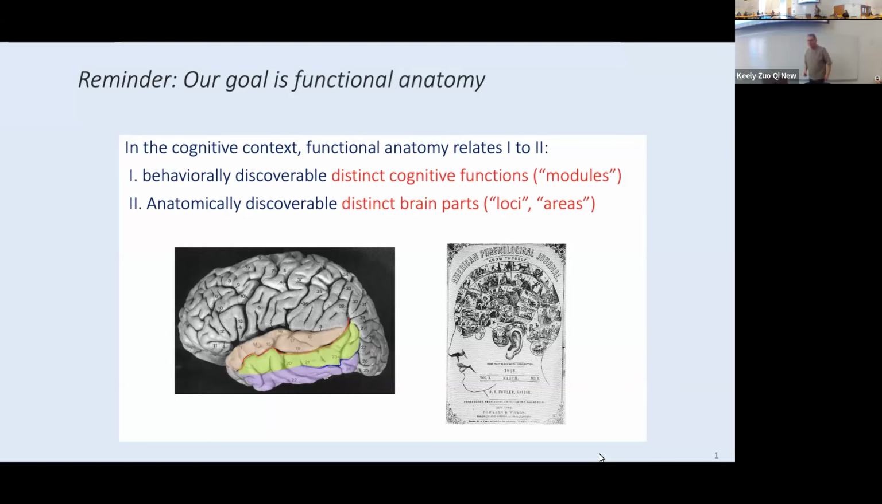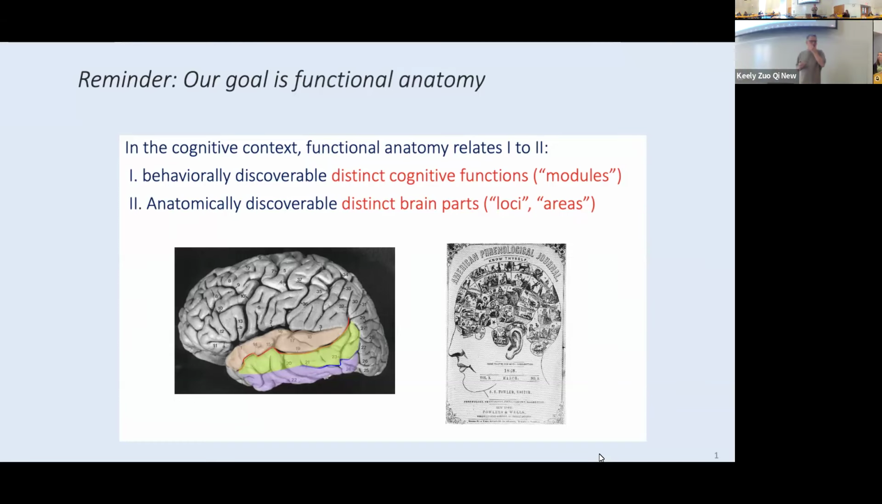Just a reminder, what we're after is what's called functional anatomy. Namely, what we want is small cognitive modules or linguistic modules, and we want to put them in small anatomical modules. That's the goal. And the question is, one, how small can we get? And two, how to define both functional and anatomical modules.